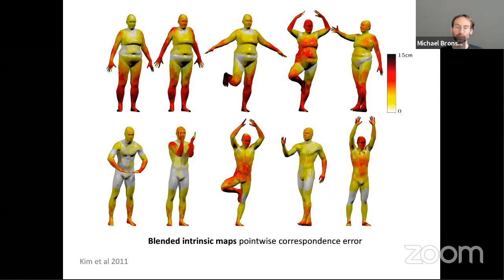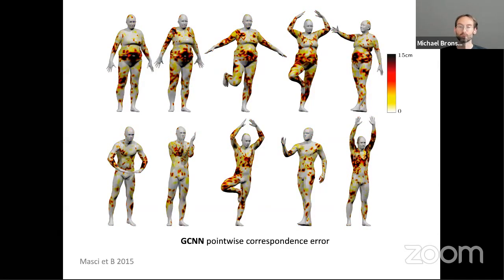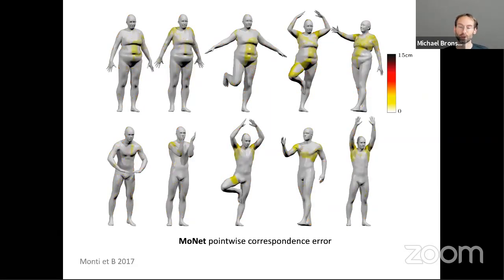Just for comparison, this is blended intrinsic maps, classical work by Kim, Lipman and Funkhouser. You see pretty significant distortions. This was the geodesic CNN, our first work on intrinsic convolutional neural networks. Better results, but you have a few spots where the error is large. And this is what we obtained with MoNet.